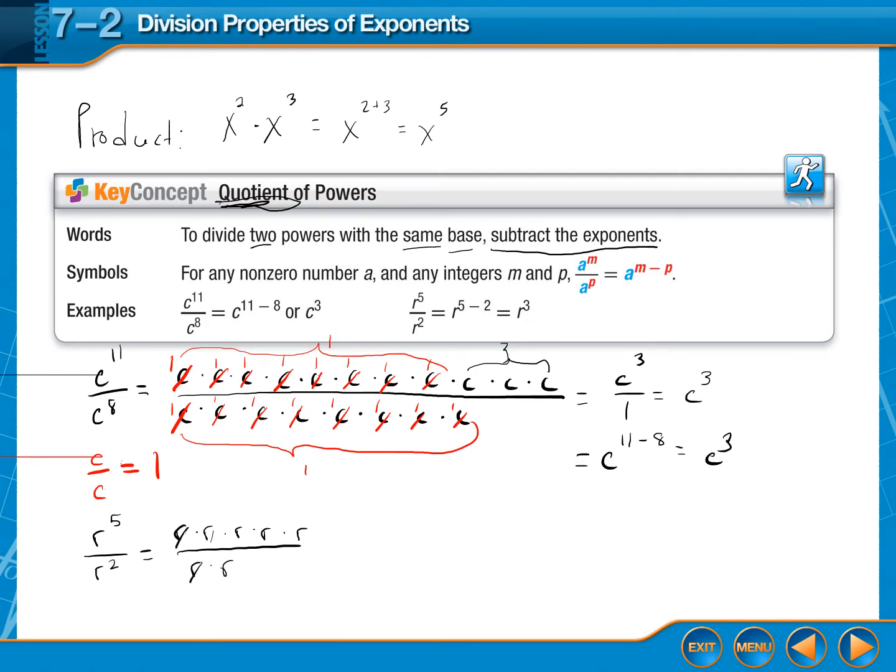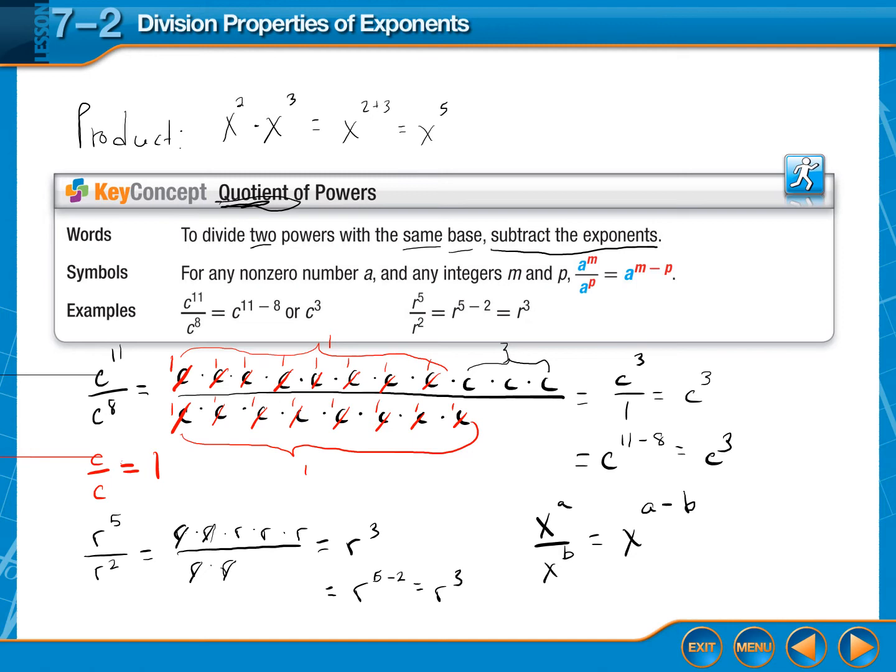So when I cancel out the like ones in the top and the bottom, what's left is r to the third. And that's the same thing as if I had taken those 5 in the top and took away the 2 from the bottom. Okay. So anytime we're subtracting powers that have the same base, and again, they have to be the same base, we subtract the exponent from the numerator minus the exponent from the denominator.